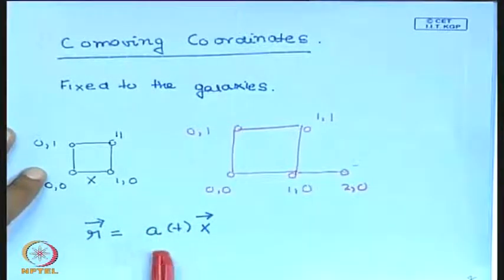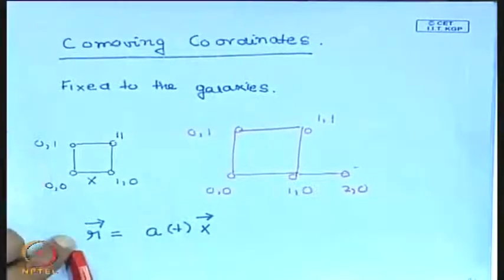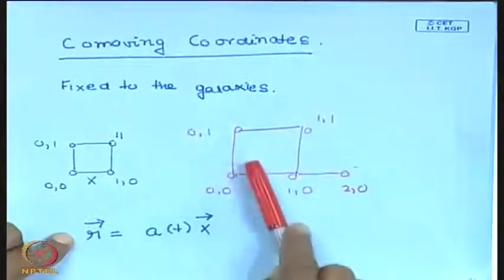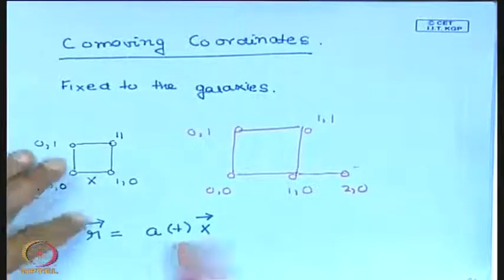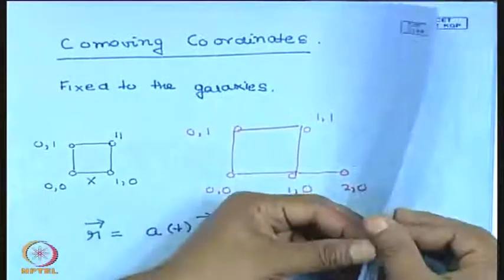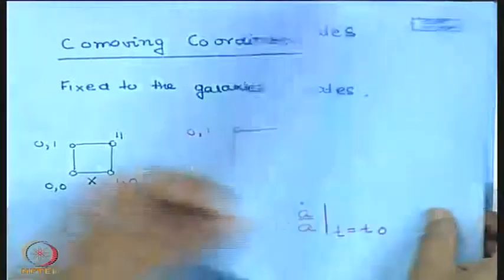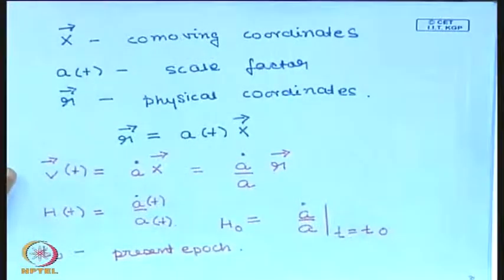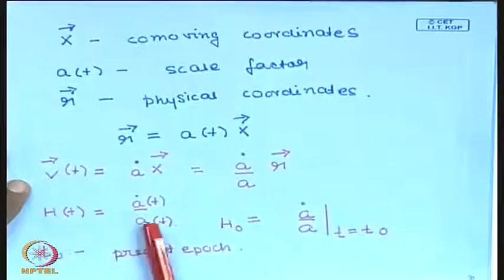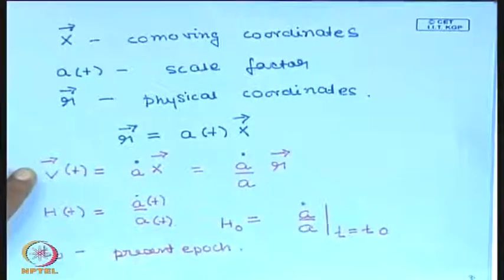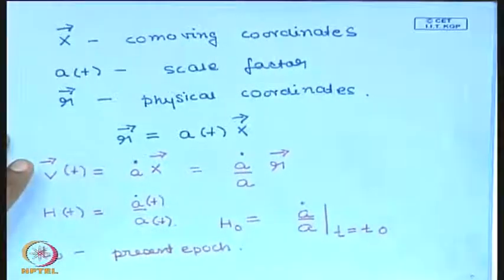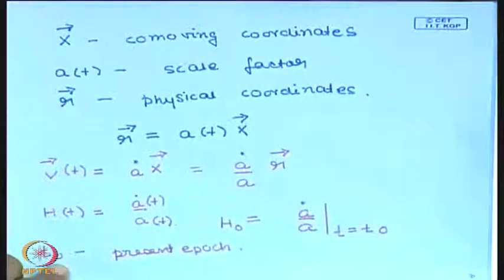The galaxies are all moving away from one another. So, that is there in the scale factor a of t, which is an increasing function of time, and the physical coordinate r between two galaxies then keeps on increasing as a function of time. So, with these definitions, the Hubble parameter was the time derivative of the scale factor divided by the scale factor itself, and the present value of the Hubble parameter is then a dot by a at t equal to t0. t0 refers to the present time.